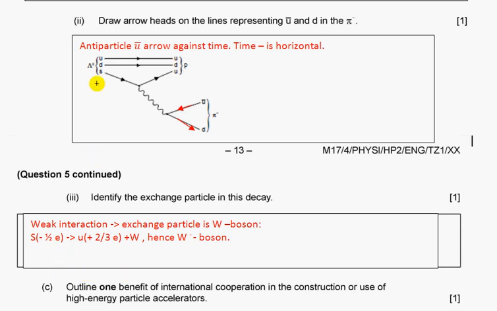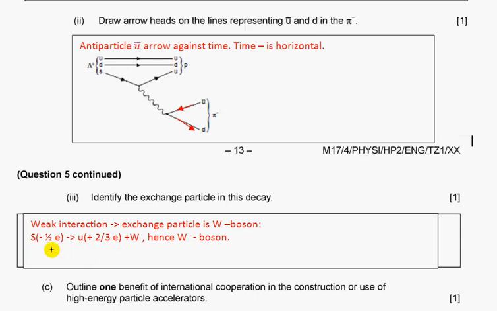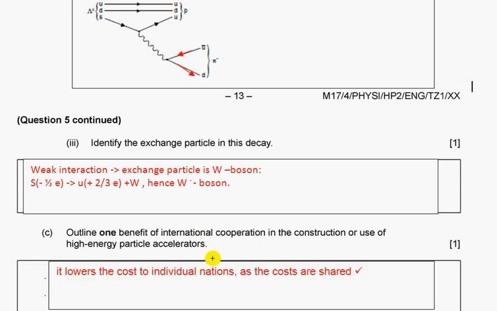If we concentrate on this junction, we have a strange quark with charge minus 1/3 turning into an up quark with charge plus 2/3. It means that the W is negative 1. So it is a W minus boson.